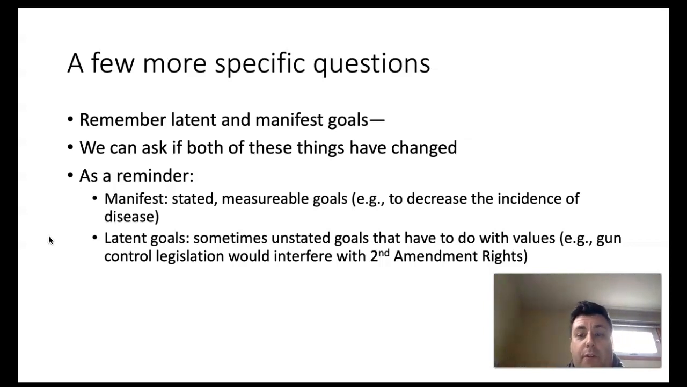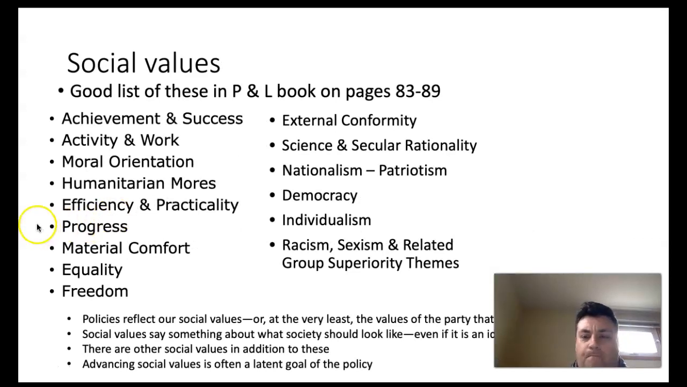And so they oppose gun control because it infringes on a right. That's a really hard thing to evaluate objectively, like it would be in a manifest goal. That's something that's often evaluated qualitatively. There's not hard evidence that our values have been infringed on.